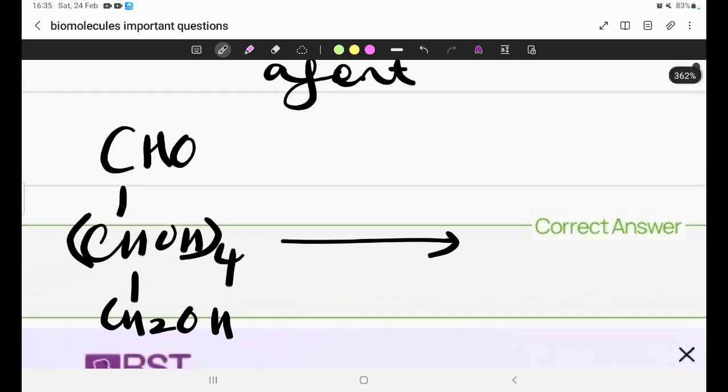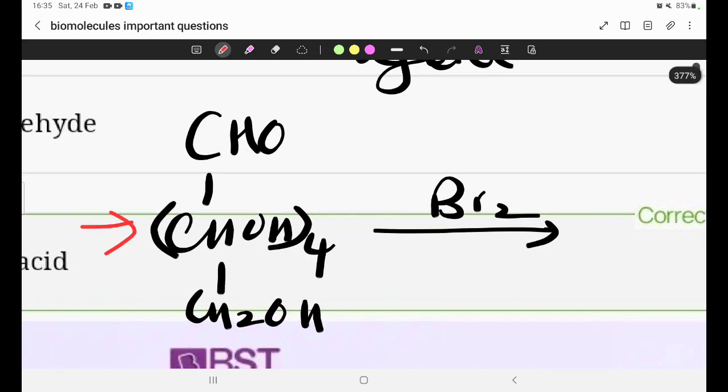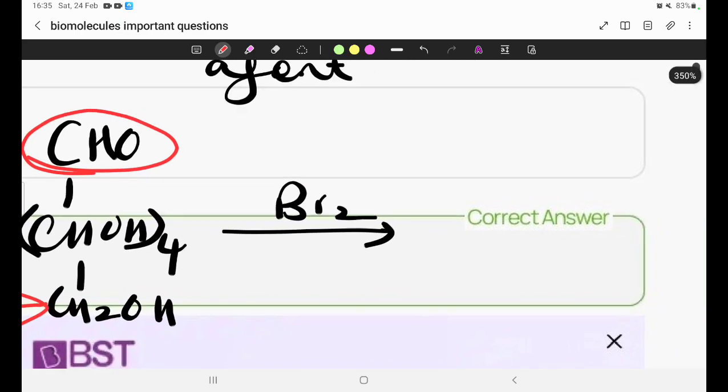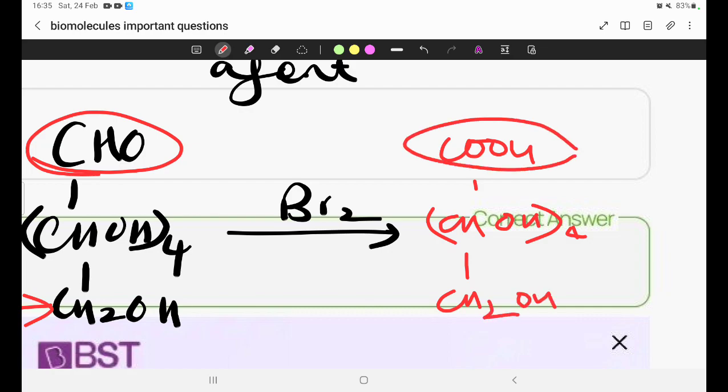And then when you make it react with this bromine water, everything will remain the same. When I say everything, I'm talking about this and this one. What will change? This will change. Instead of CHO, we get COOH, CHOH the whole 4, then CH2OH. Now just remember, acid is coming, so this gets formed into gluconic acid.